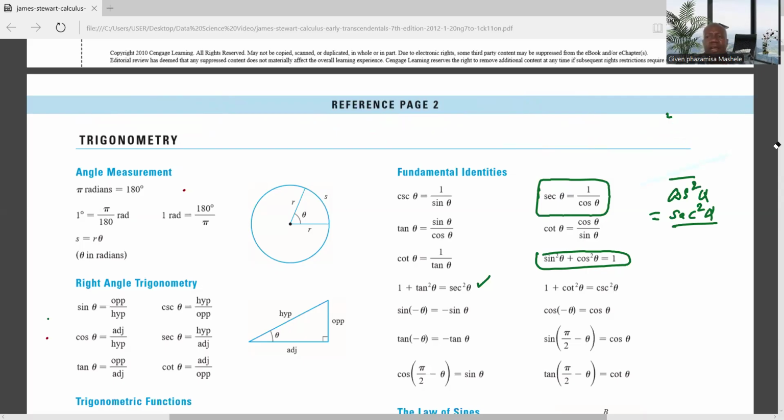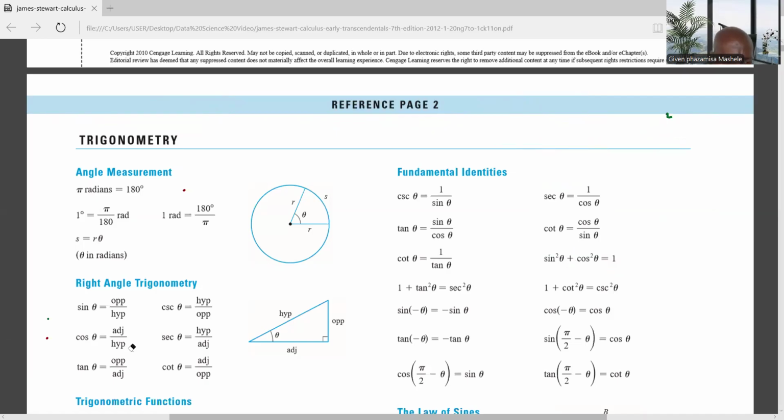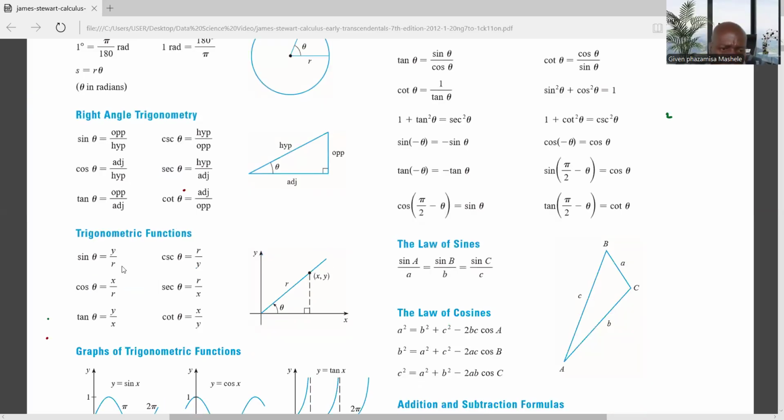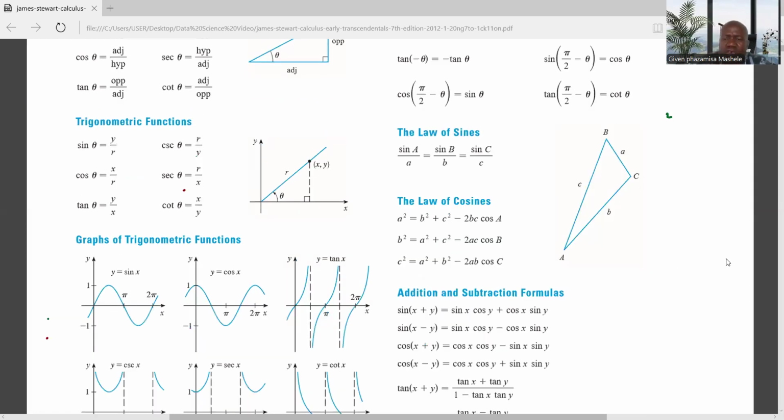The other thing, ladies and gentlemen, is that I believe you know how to use these. Remember we can use sine interchangeably: opposite is the same as y, hypotenuse is r. So we have done this. And the other thing is the sine rules. You have learned this in grade 12: sine rules, cosine rules, area rule. I'm not going to talk about that.